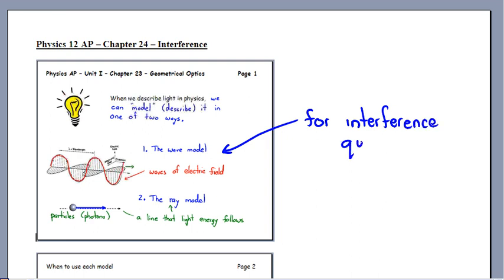And that's what this whole chapter is about. That ray model worked better for lenses.